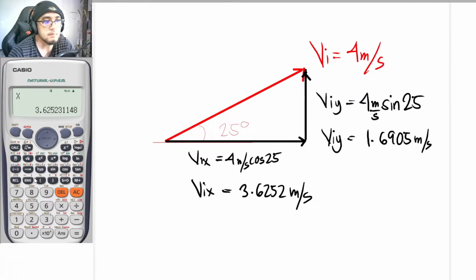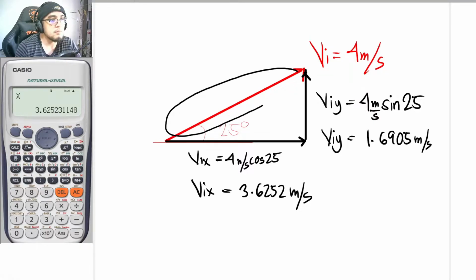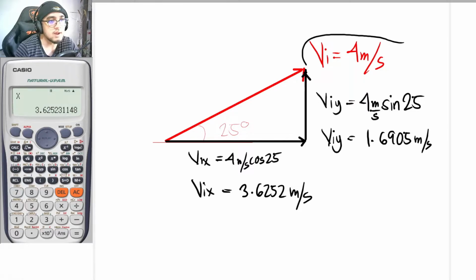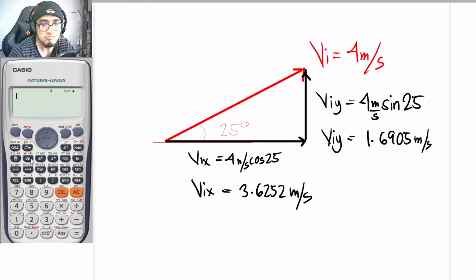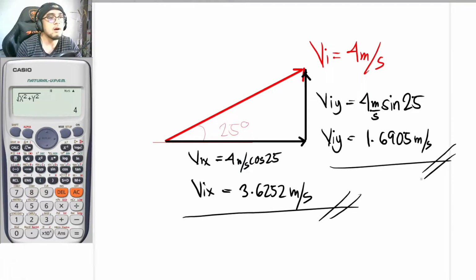And for me to confirm that my answers are correct, if I get the Pythagorean of this, if I solve for this hypotenuse, I must arrive at this particular answer. So using the Pythagorean theorem, the square root of x squared plus y squared should be equal to 4. So there, as you can see, it's 4. So it means that my values for Vix and Viy are correct.